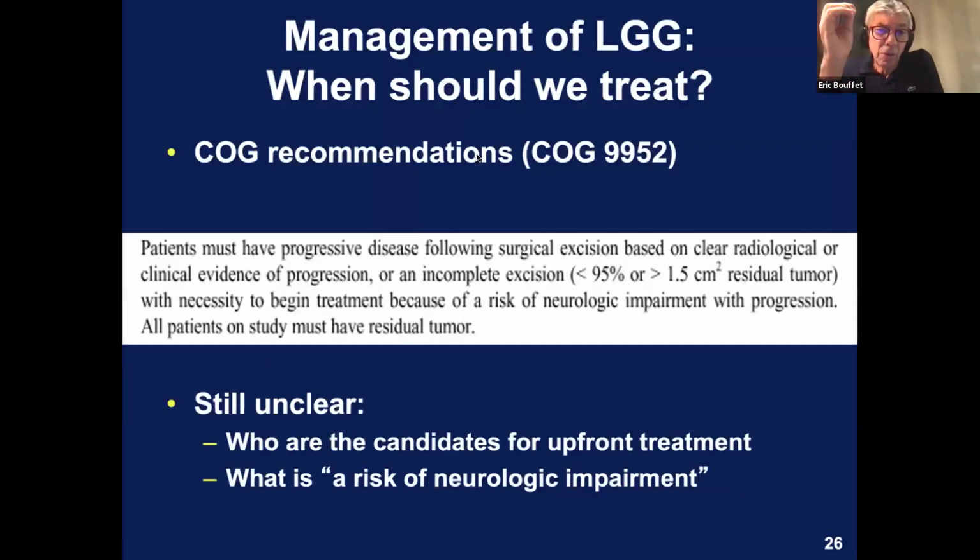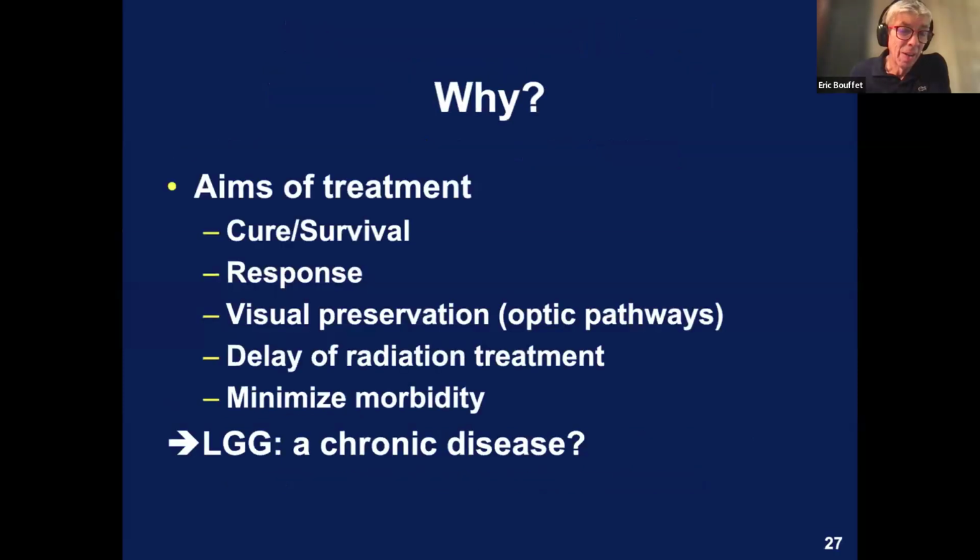One of the difficult issues is just to decide when to treat and why to treat. And for example, when you look at the COG recommendations, they are very, very vague and political. You treat when you think there is necessity to begin treatment because of a risk of neurologic impairment with progression. Every child will have a risk of neurologic impairment with progression. So basically, this is your responsibility and you will make your own experience. There are kids that I treat today that I would not have treated 20 years ago and vice versa.